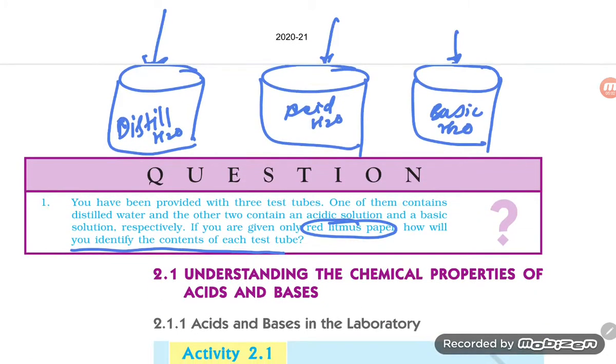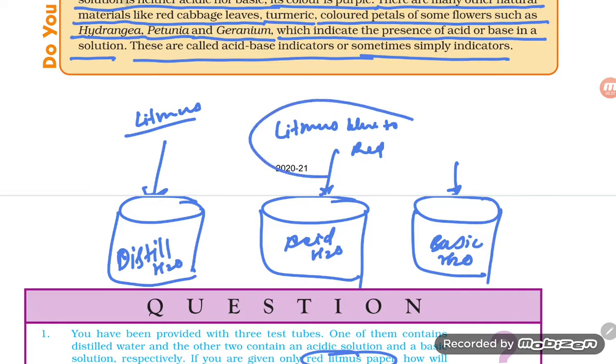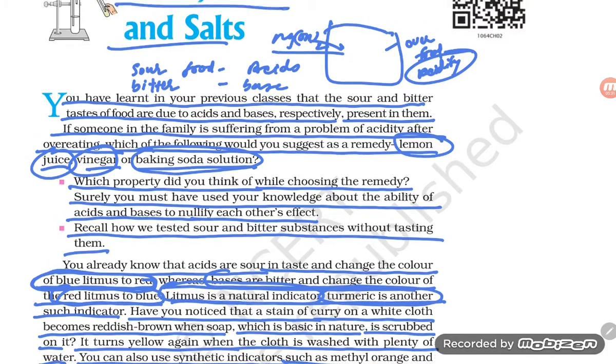So we can use litmus. If the litmus is converting blue to red, student, then blue to red means this is acid. And if it is converting red to blue, then it is basic. You can read out the line they have given here, student.